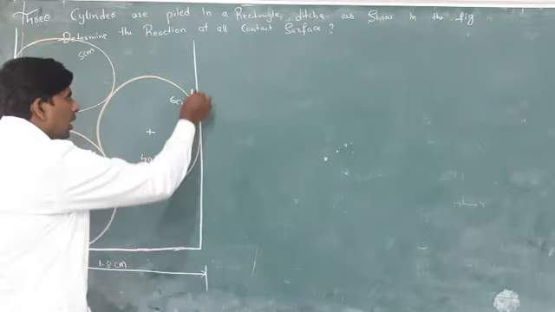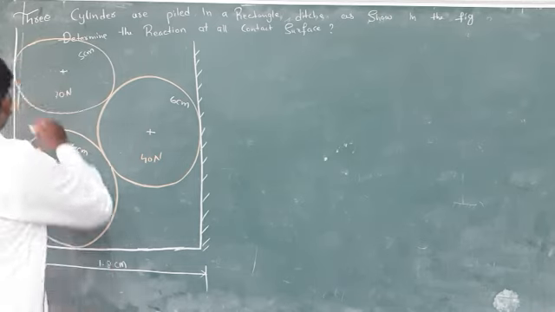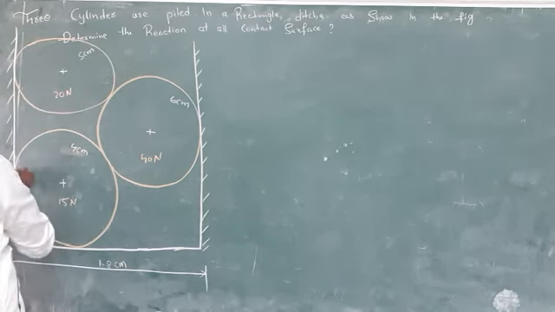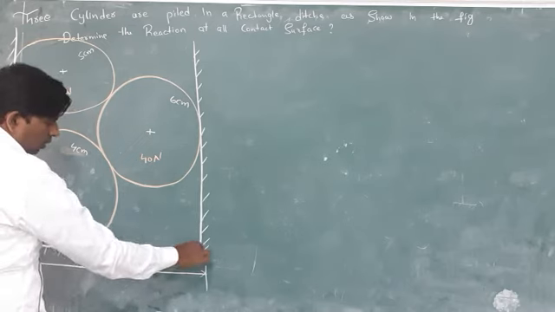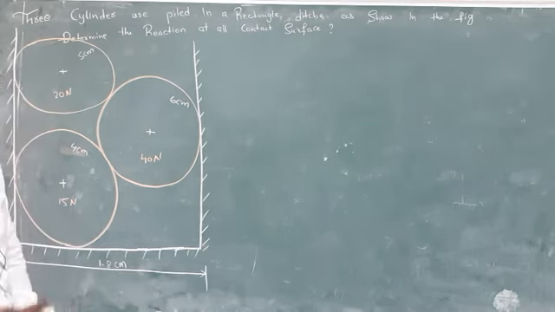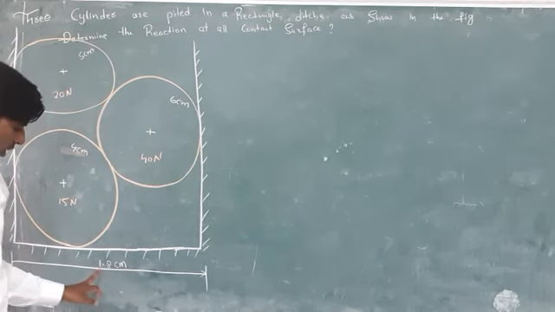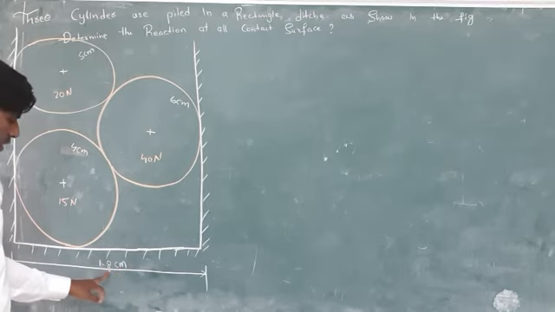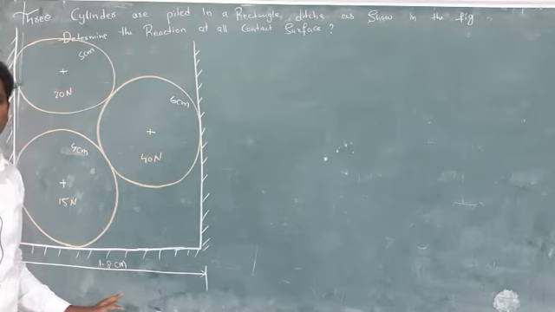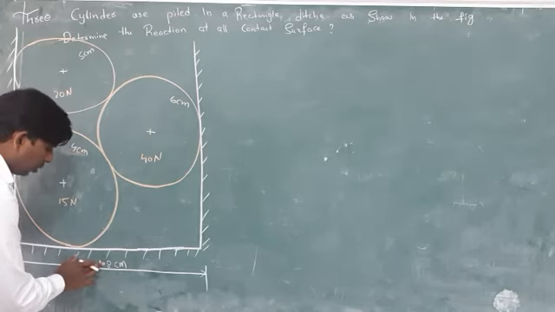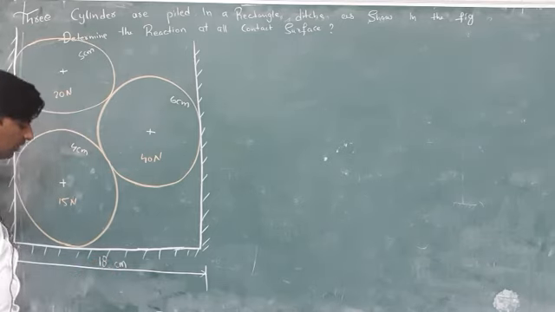This is your rectangular dish, from here to here. In this rectangular dish, from here to here, how much is it? 1.8 centimeter is given. For the rectangular dish, how much is given? 18 centimeter. This one is the 18 centimeter.